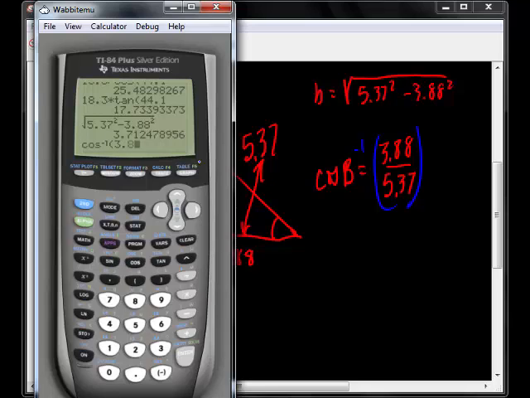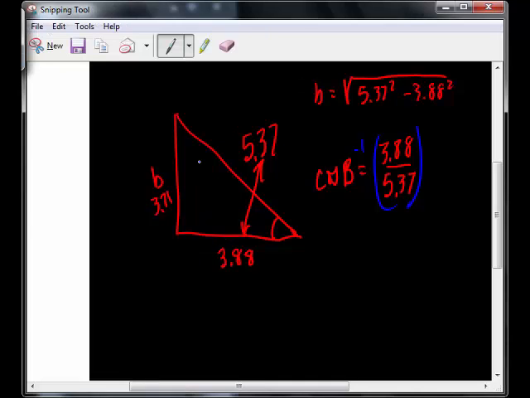So we will enter second function cosine, because remember, we're looking for an angle. If you're looking for an angle, you press second function. And we get 43.7, which makes this angle up here 46.3. Next one.